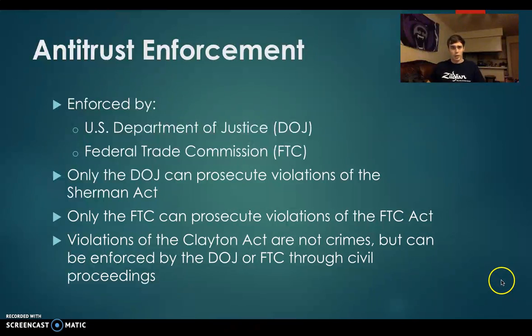So let's talk about enforcing antitrust laws. Who is responsible for enforcing antitrust laws? Antitrust laws are enforced by the U.S. Department of Justice and the Federal Trade Commission. Only the DOJ can prosecute violations of the Sherman Act, and only the FTC can prosecute violations of the FTC Act. Violations of the Clayton Act are actually not crimes, but can be enforced by the DOJ or the FTC through civil proceedings.